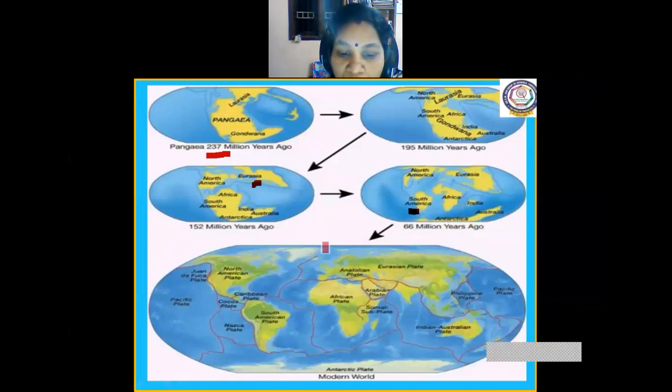And now we'll see on the map. See, North America is here, South America is here. See here, Africa, Asia. This is Asia. See, India joined in this. Australia is here. See, in this, Australia is near India.